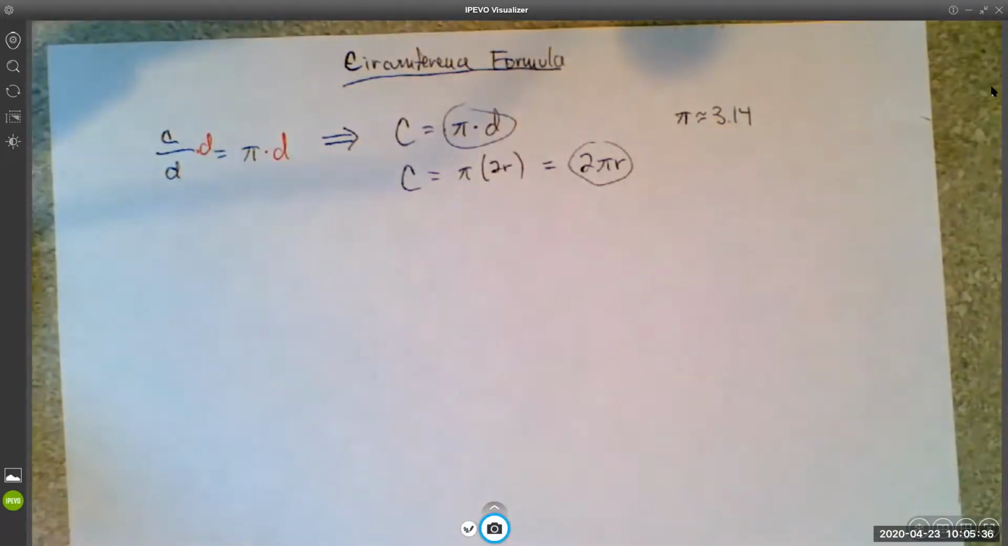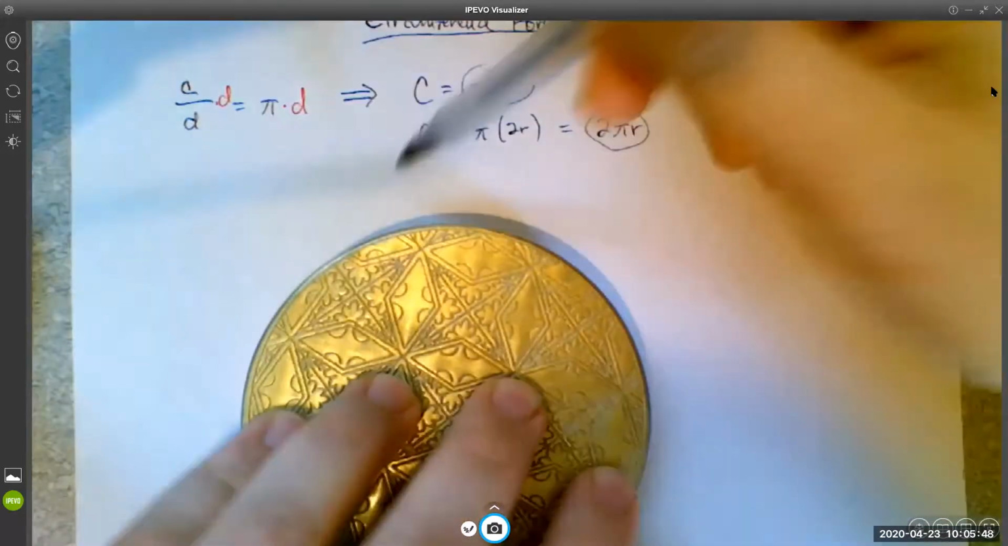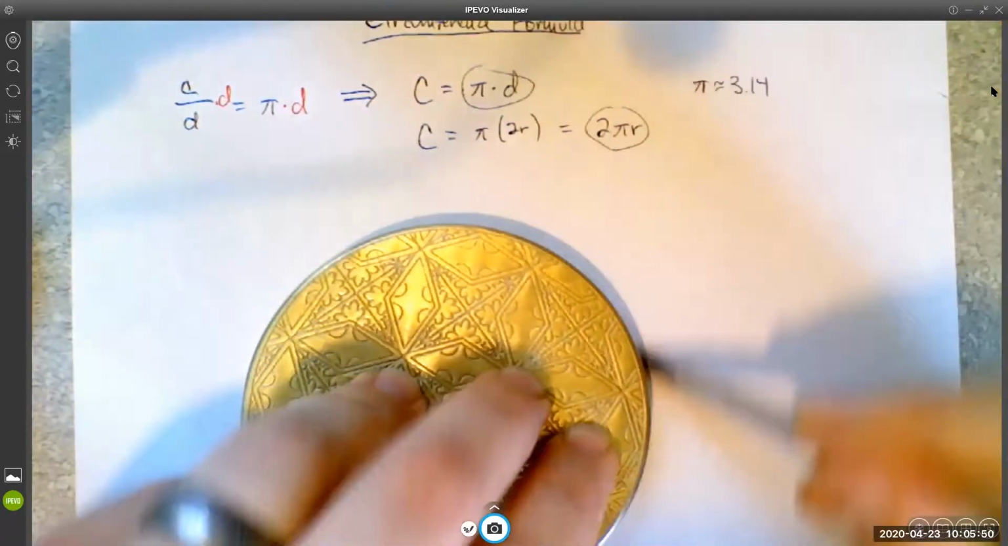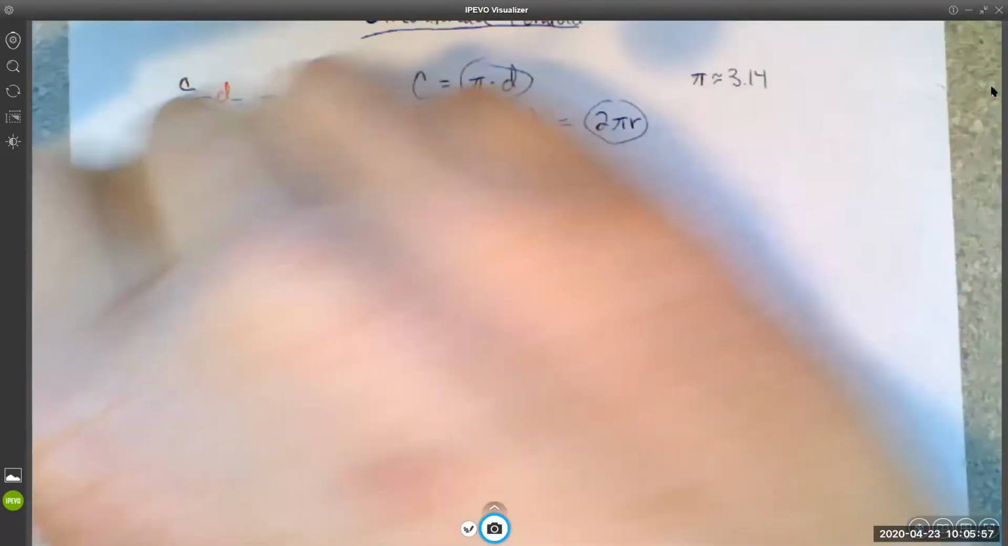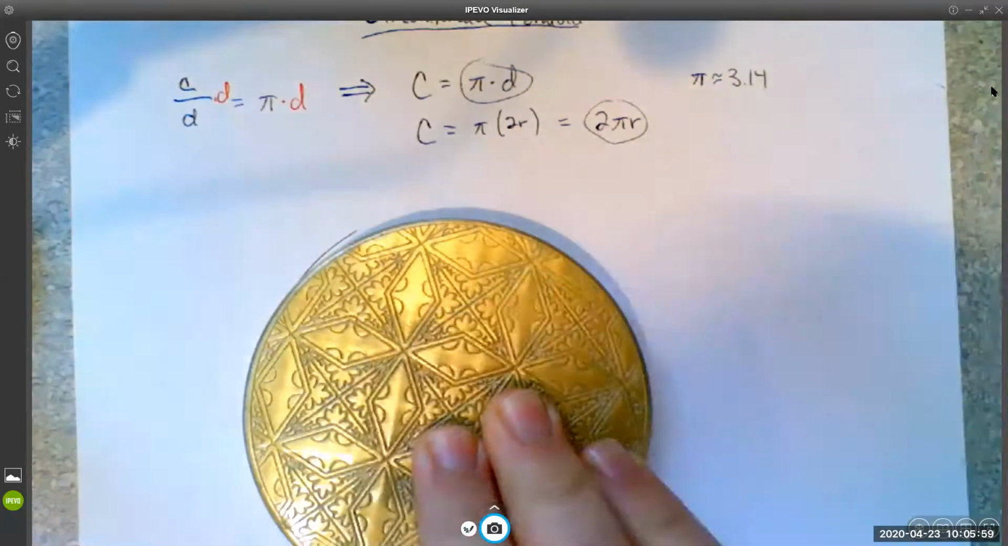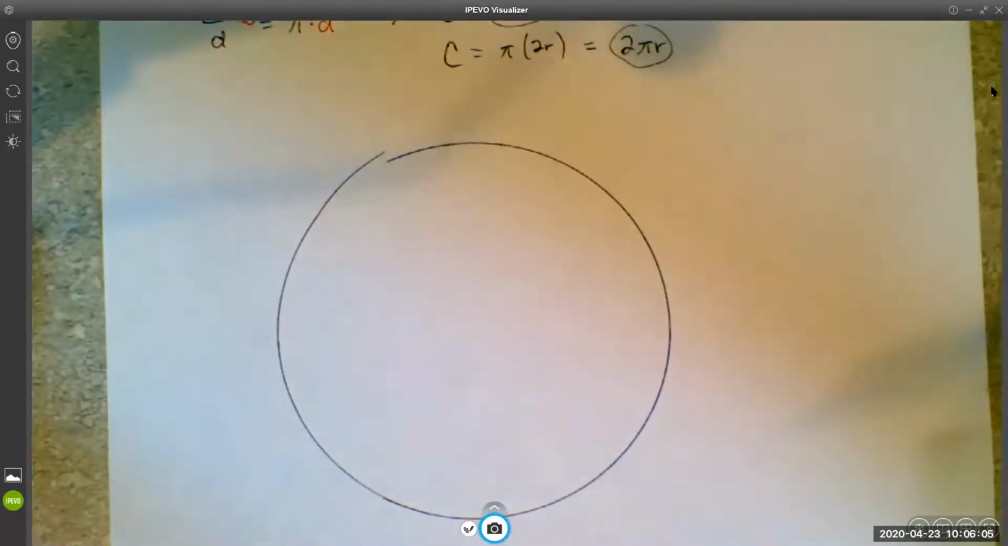So that's how we compute the circumference of a circle. Let's work on a couple examples. I'm going to use the same lid that I used yesterday because it's handy, so that I don't have to freehand draw a circle. Let's say that we had a circle. Oh, I can't even trace a circle very well. But anyway, there you go.